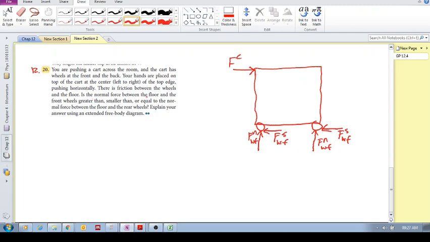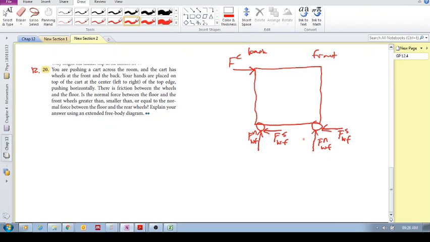Is the normal force between the floor and the front wheels, let's call this the front, and this the back, greater than, smaller than, or equal to the normal force between the floor and the rear wheels? Explain your answer using an extended free body diagram.